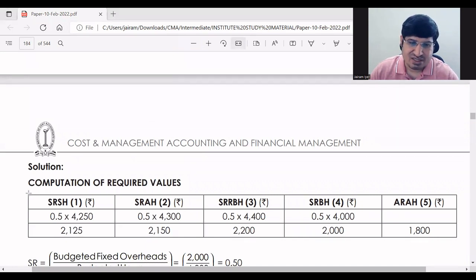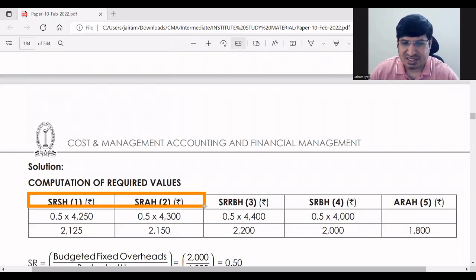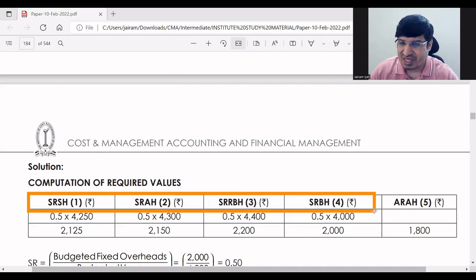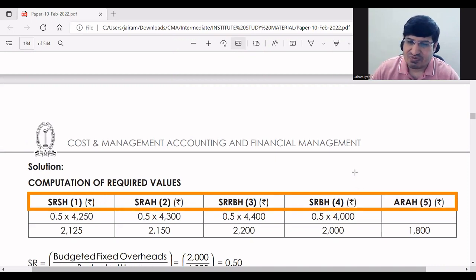Correct? SR into SH, SR into actual hours, SR into revised budgeted hours, SR into budgeted hours, SR into actual hours. Okay, these 5 we need. Now this is given in the problem. Whatever is there, fill it up straight away. Okay, 1,800 is given in the problem.